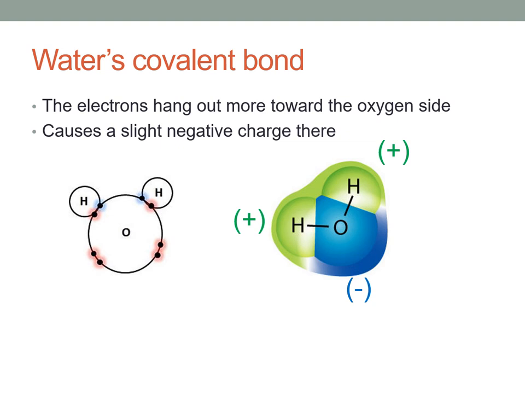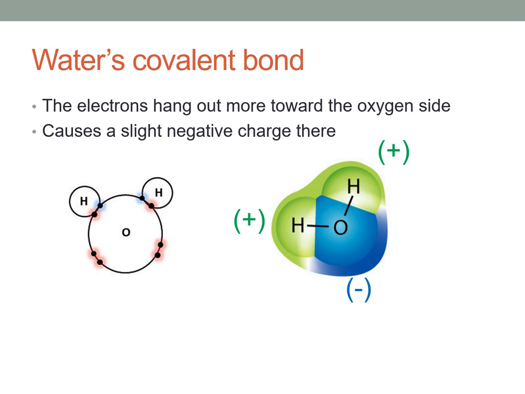Each hydrogen has one proton, positively charged. So the electrons are going to end up spending more time over towards the oxygen. Right? It's like shared custody, but they'd rather be at dad's house because he has Netflix. Right? So they're going to spend a little bit more time over near the oxygen atom.